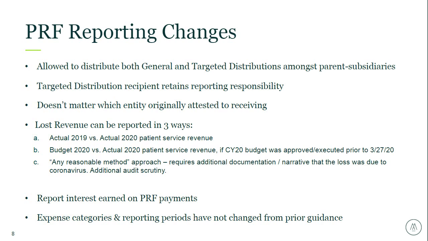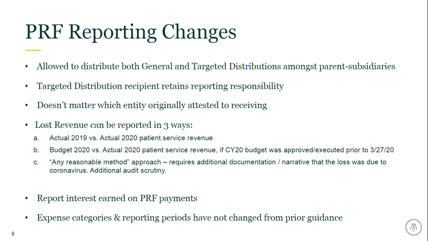So there were a few changes that were made through the Consolidated Appropriations Act that was signed by President Trump on December 27th. First of all, it allows distribution of both the general and targeted distributions amongst parents and subsidiaries, amongst those related entities. Previously, the guidance had all said that only the general distributions could be. So this is kind of a boon, especially to some of the rural facilities that might have gotten a large rural targeted distribution and can now distribute that as needed.